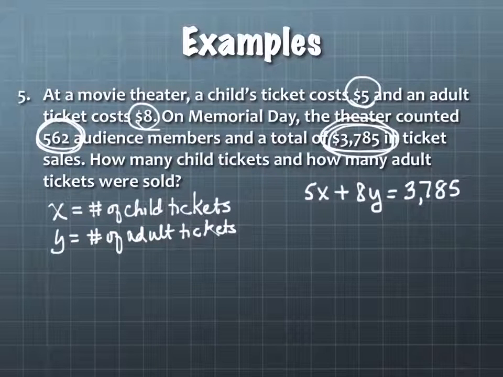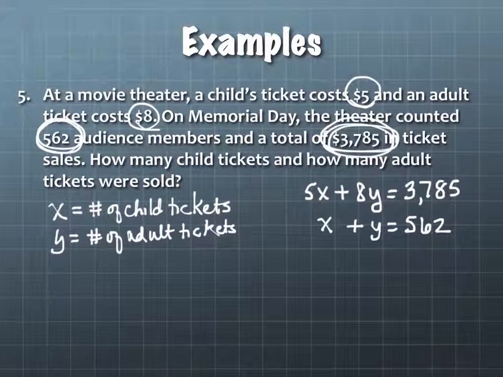What's the other one? x plus y equals 562. Right. x plus y equals 562. This is just the number of tickets. Total number of tickets, 562. Total number of tickets is adult tickets plus child tickets.